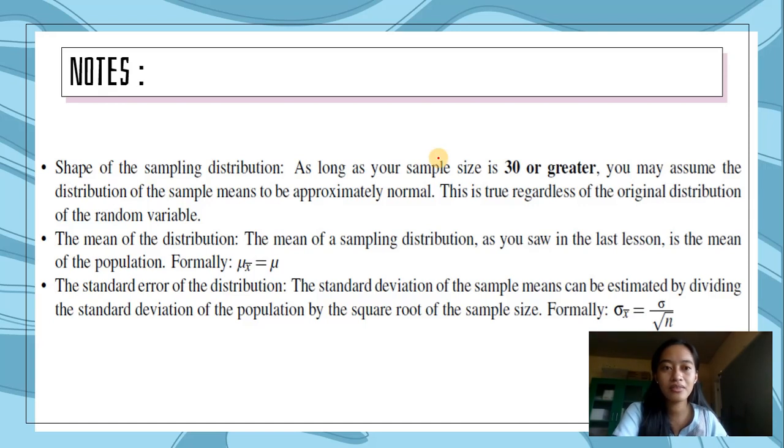Other things to remember: in statistics, they believe that the sample size has to be around 30 or greater, so at least 30. You may assume that your sample would approximate the normal distribution, regardless of the original distribution of the random variable, and so on. You can read more about this in our SLHD.